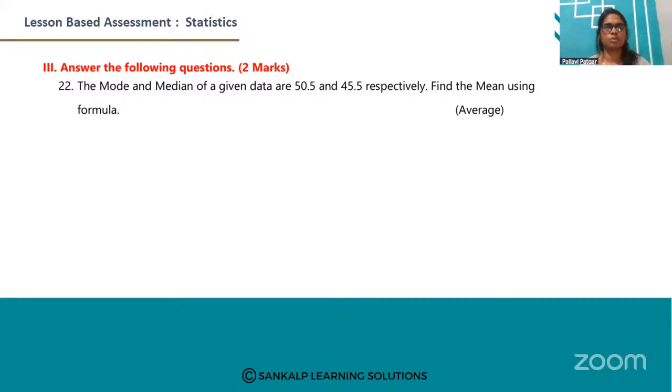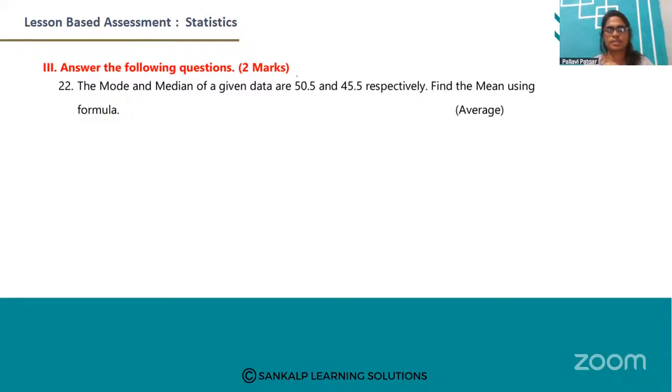Answer the following questions. 2 marks question. Look at the question number 22. The mode and mean of the given data are 50.5 and 45.5 respectively. Find the mean using formula. So we know the empirical relationship between mode, median and mean.